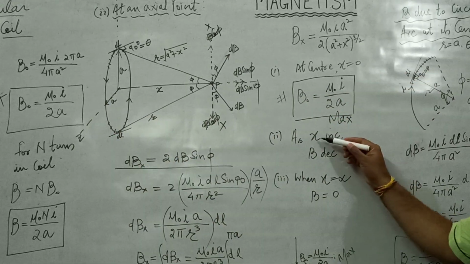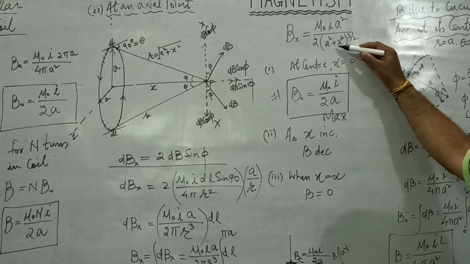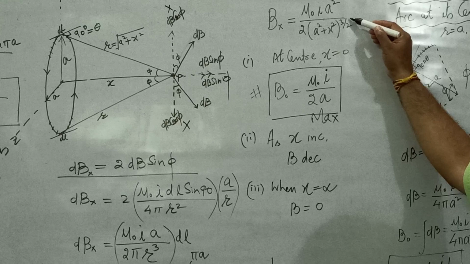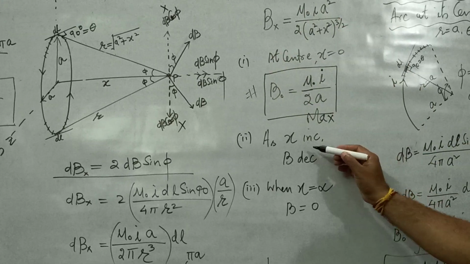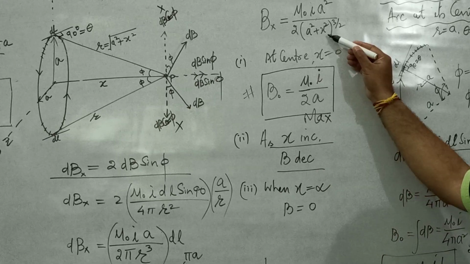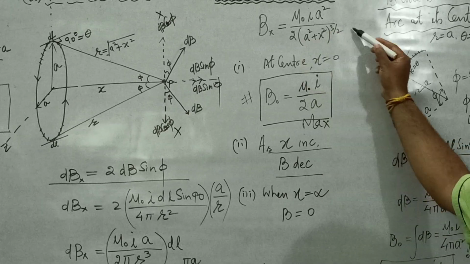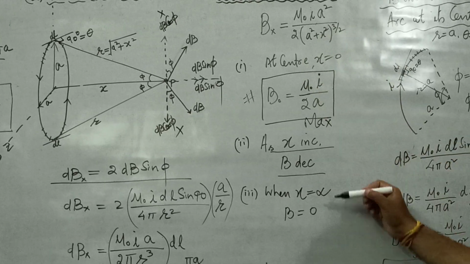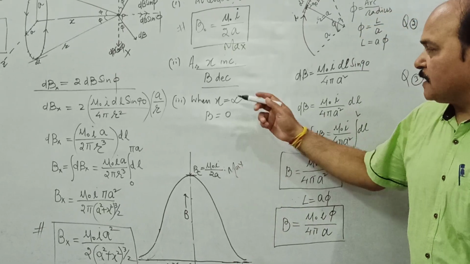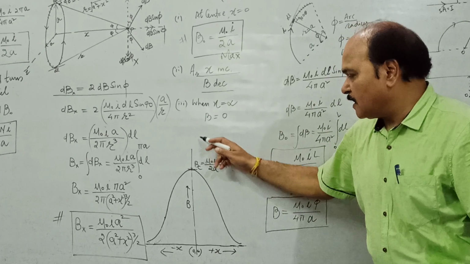Now, as x increases, see, B is inversely proportional to x, which is here in the denominator. As x increases, B has to decrease. So as x increases, the value of B decreases. And when x becomes infinity, very very large, the denominator becomes infinite. Therefore, magnetic field is going to be 0. Variation of magnetic field from the center of coil up to infinity can be plotted like this.